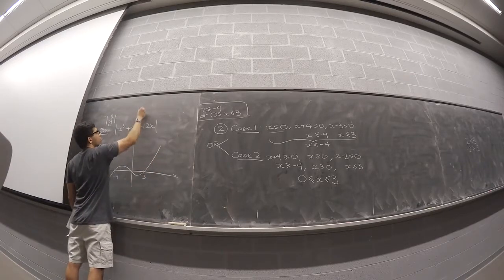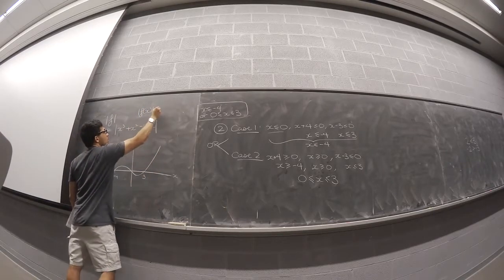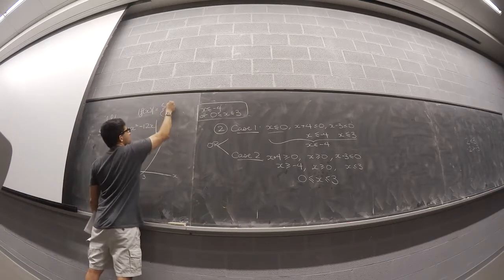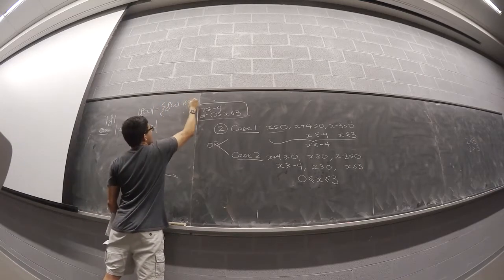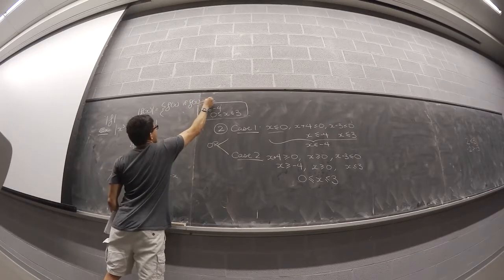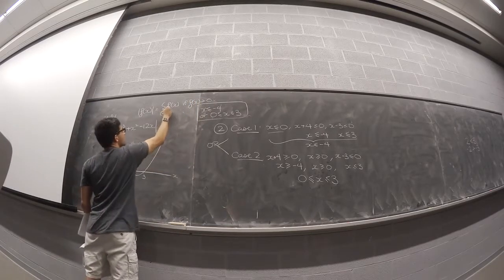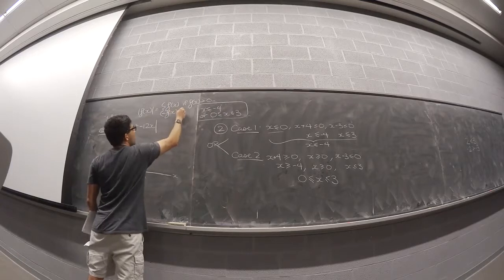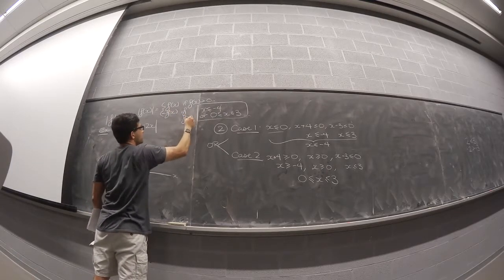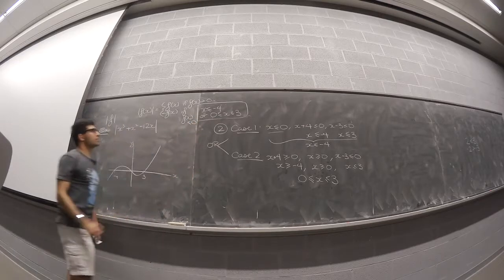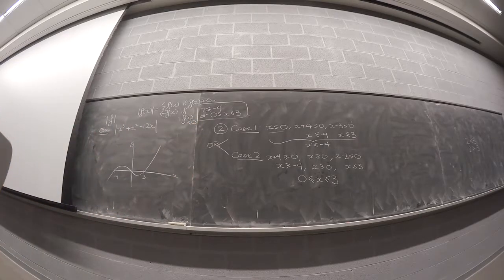Okay, the absolute value of f at x is going to be just f at x if f at x is non-negative, and it's going to be minus f at x if f at x is negative. Okay? That's how the absolute value works, right?